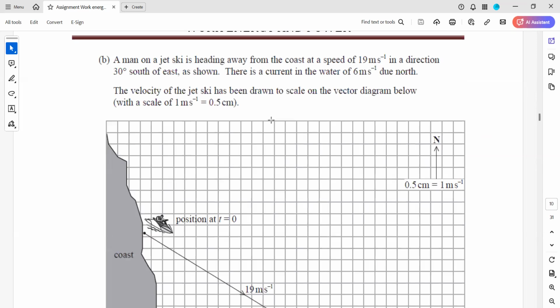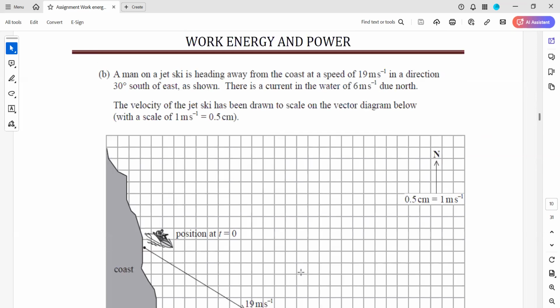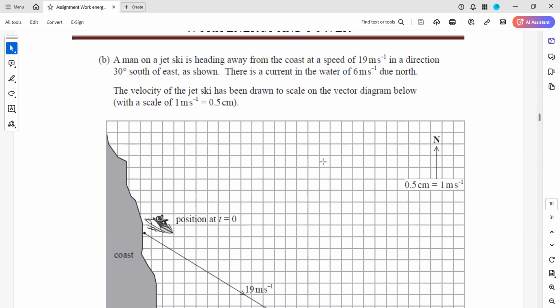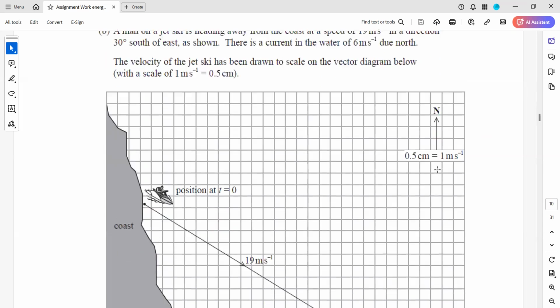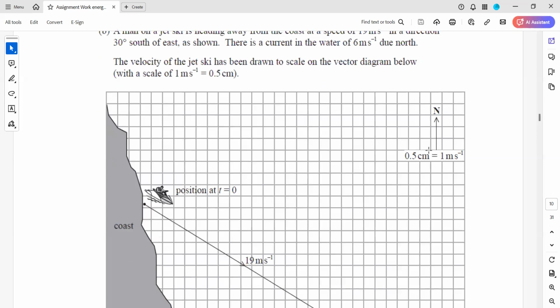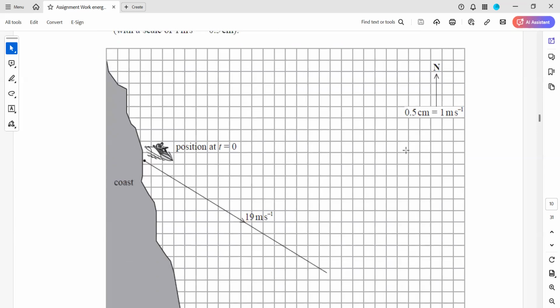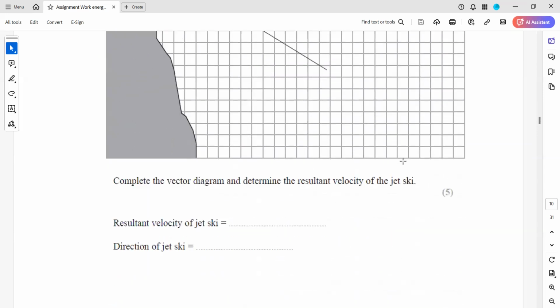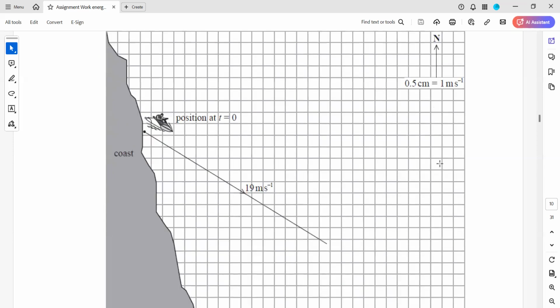A man on a jet ski is heading away from the coast at a speed of 19 meters per second, at 30 degrees to the east, as shown. There is a current of water which is 6 meters per second due north. The velocity of the jet ski has been drawn to scale on a vector diagram, as you can see. This length is representing 1 meter per second. Complete the vector diagram to determine the resultant velocity.